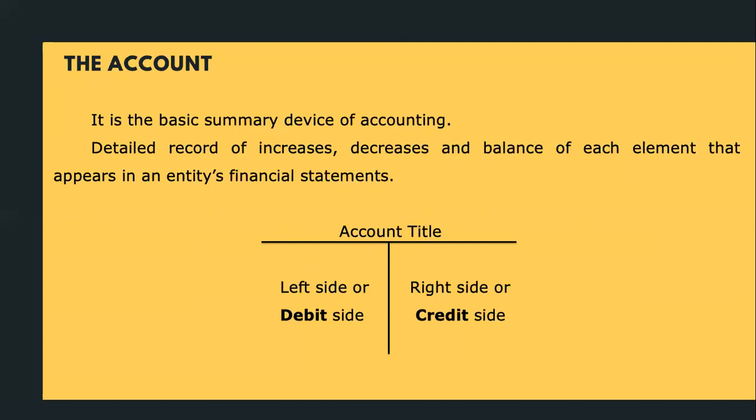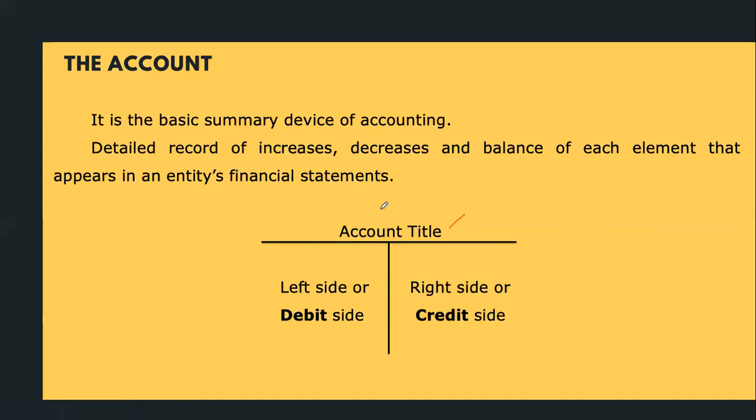Every account is basically represented by a T account. To simplify the illustration of the account, we prepared a T account. So this is a T account. That's why it forms like the letter T. The account title here depends on whether it's an asset account, a liability account, an owner's equity account, an income or expense account. Those are the elements of the financial statements.